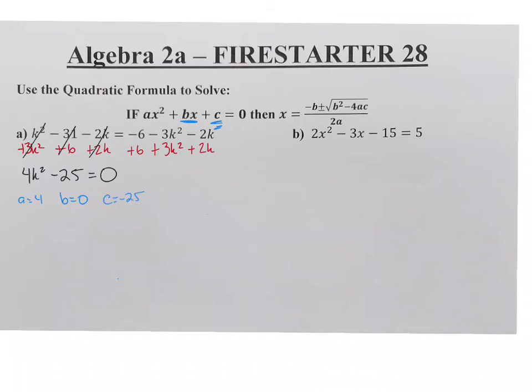So I write my formula. Remember, write it with that empty set of parentheses. X equals the opposite of b plus or minus square root b squared minus 4 times a times c all over 2a. A is 4. So I put 4 next to the 4 and the 2. B is 0. So I put 0 in the first and the second set. C is negative 25, so I put negative 25 in the last set of parentheses. So x equals 0 plus or minus square root all over 8.